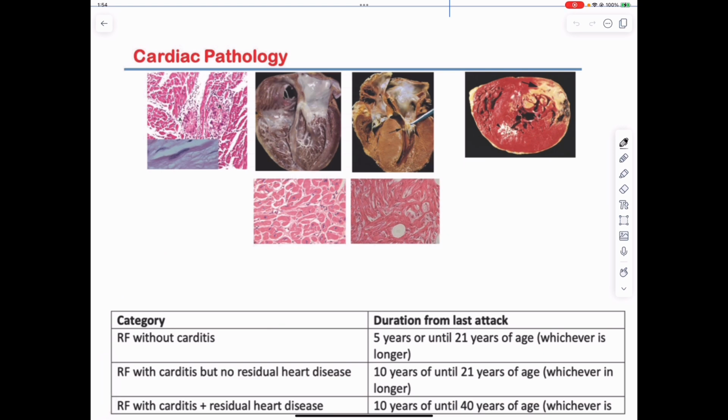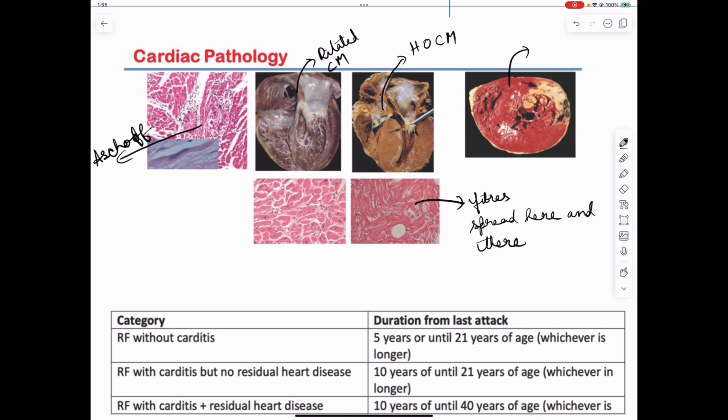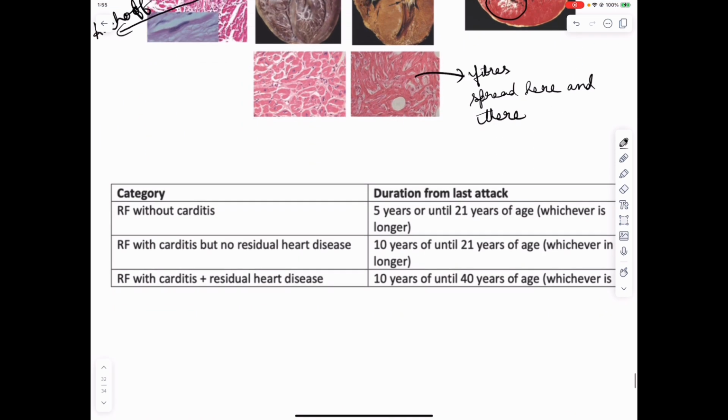Now we move towards cardiac pathology. Now this is an Aschoff body seen in rheumatic carditis. This is dilated cardiomyopathy. This is hypertrophic obstructive cardiomyopathy. Here see the fibers are spread here and there. This is an infarcted heart which was stained with TTC, and this whitish area shows the infarcted part.